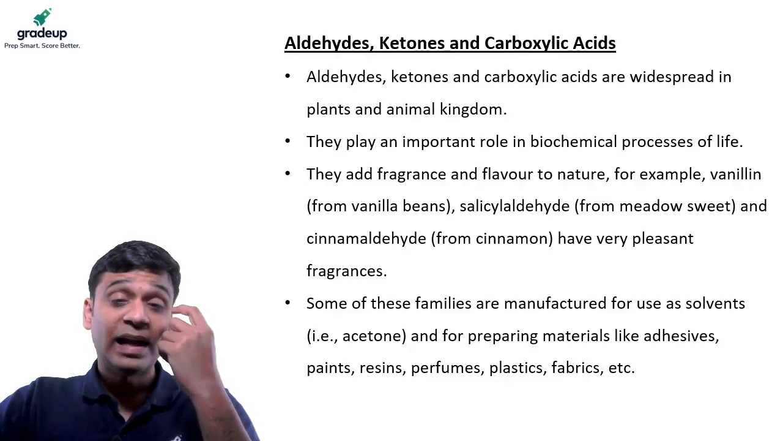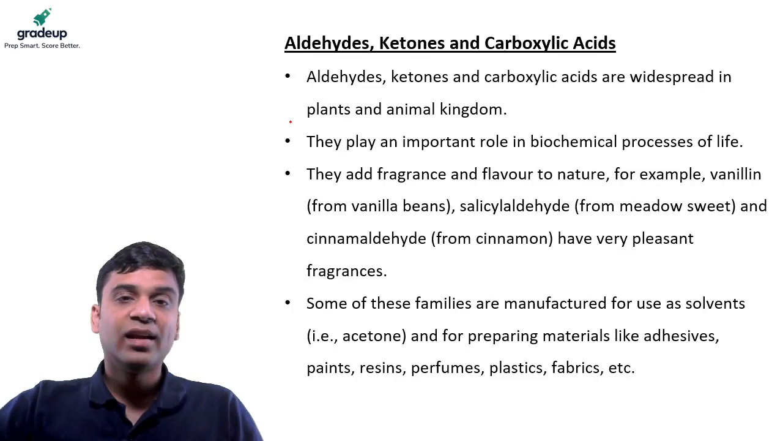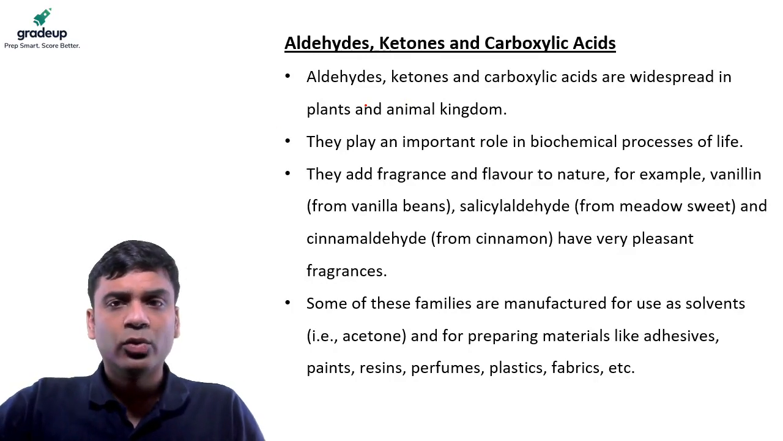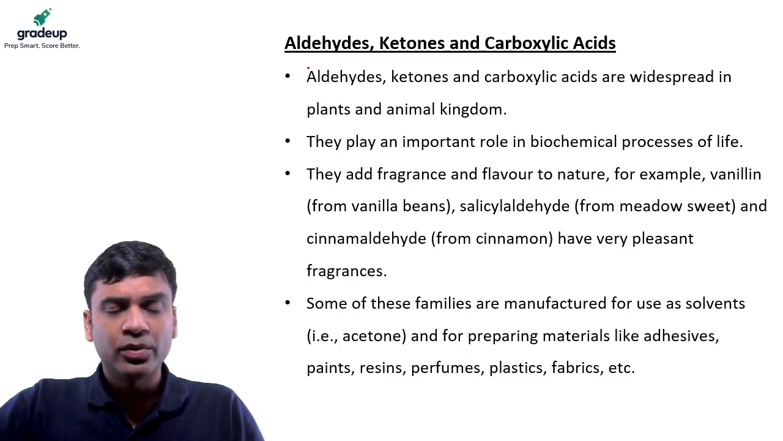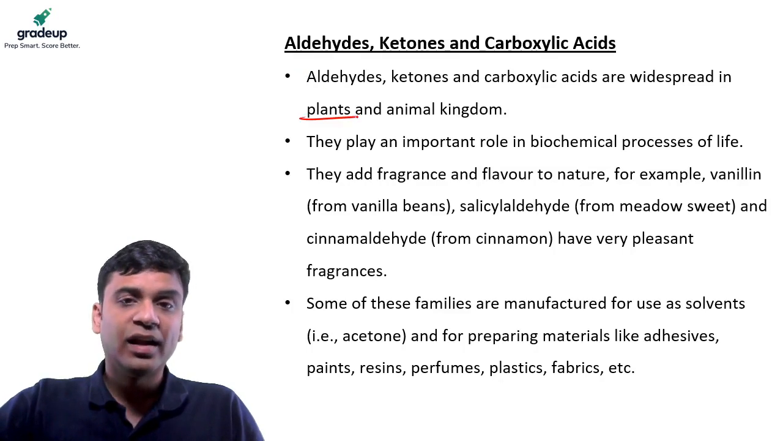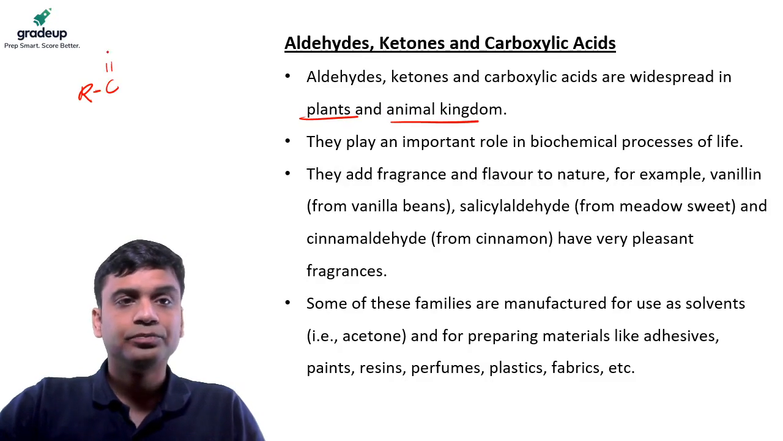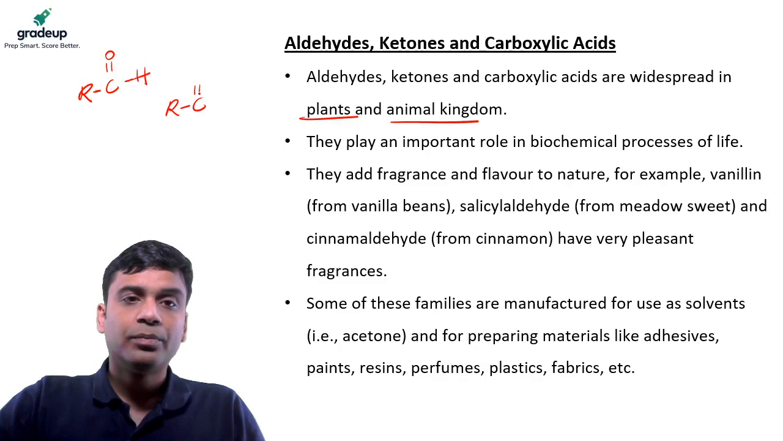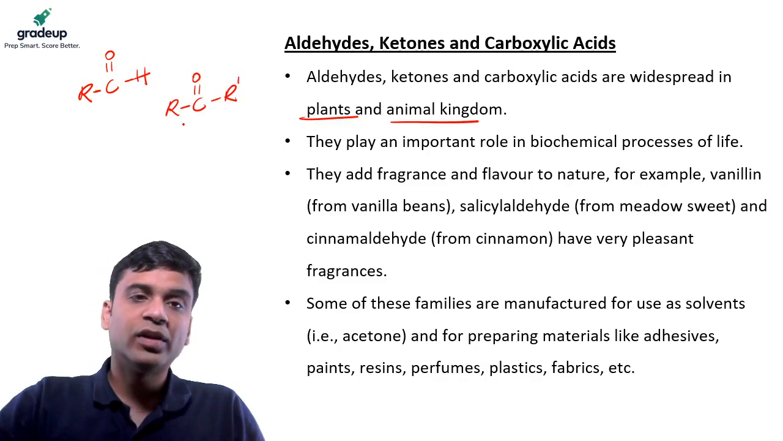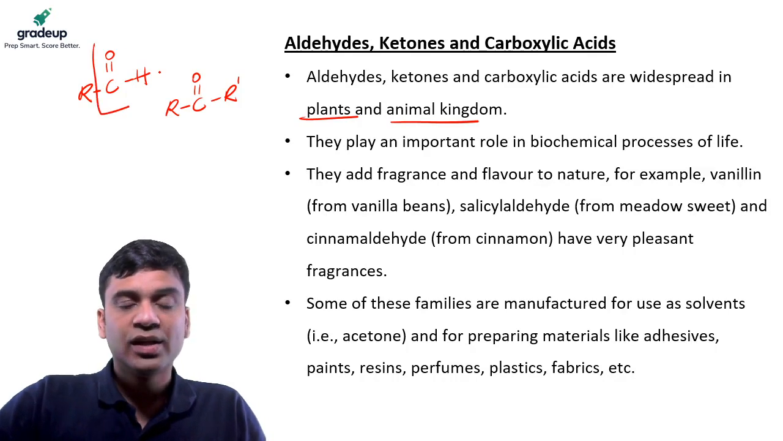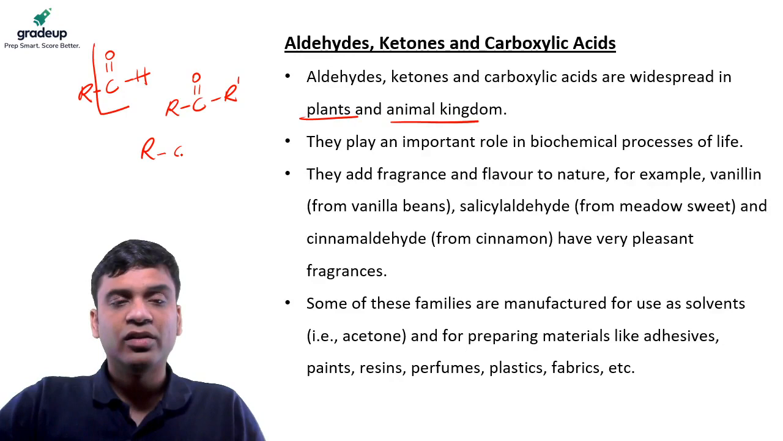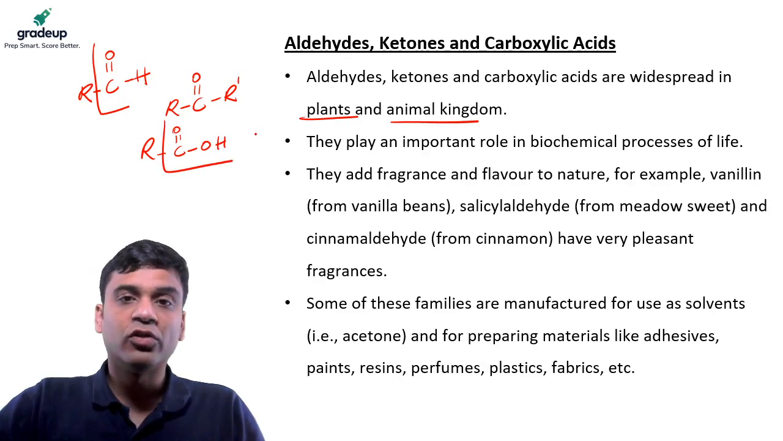Similarly, let us see some aldehydes, ketones, and carboxylic acids and their applications. Aldehydes, ketones, carboxylic acids are widely occurring in the plant and animal kingdom. Aldehydes have the CHO group. Ketones have alkyl chains on both sides of the CO group. Here we have CHO. And carboxylic acids, as you're aware, are RCOOH. The COOH group is your carboxylic acid.